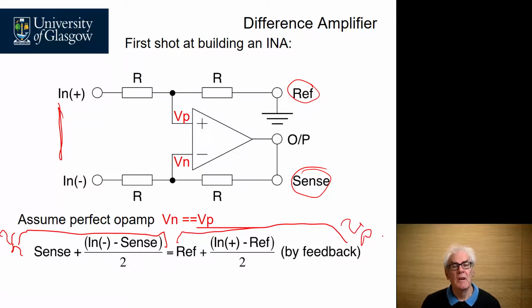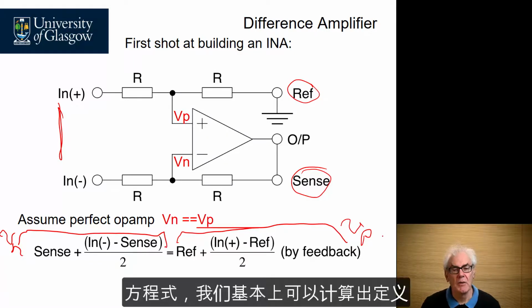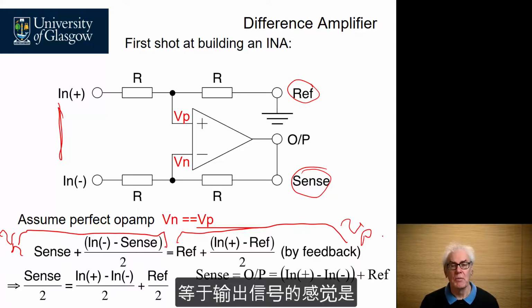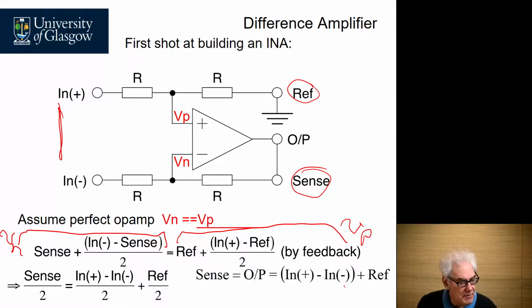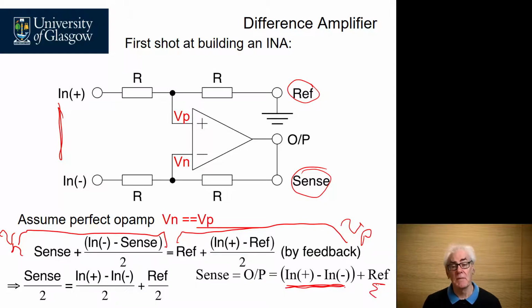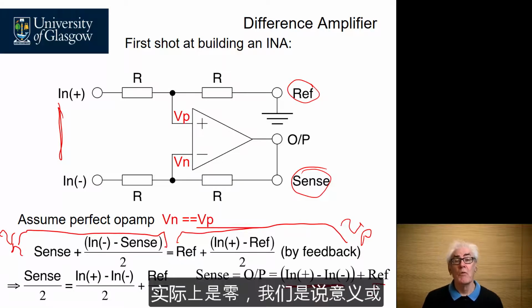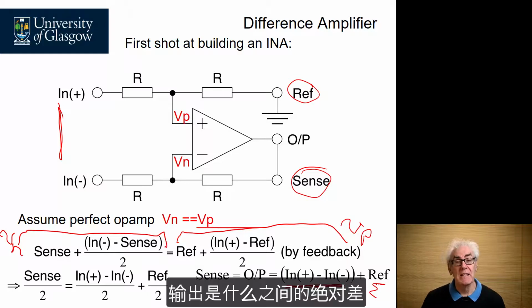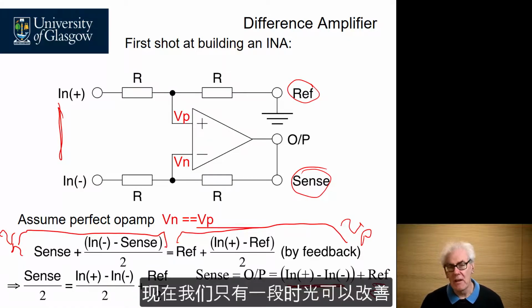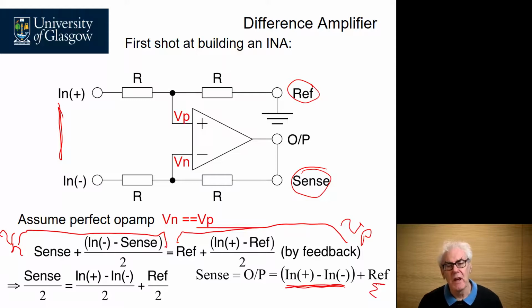So we now have both sides of the equation, and we can calculate that the sense, which equals the output signal, is the difference between the two input signals plus the reference. In this case, because the reference is 0, effectively the sense, or the output, is the difference between the two input signals. But right now we only have a gain of times 1. Can we improve on that?